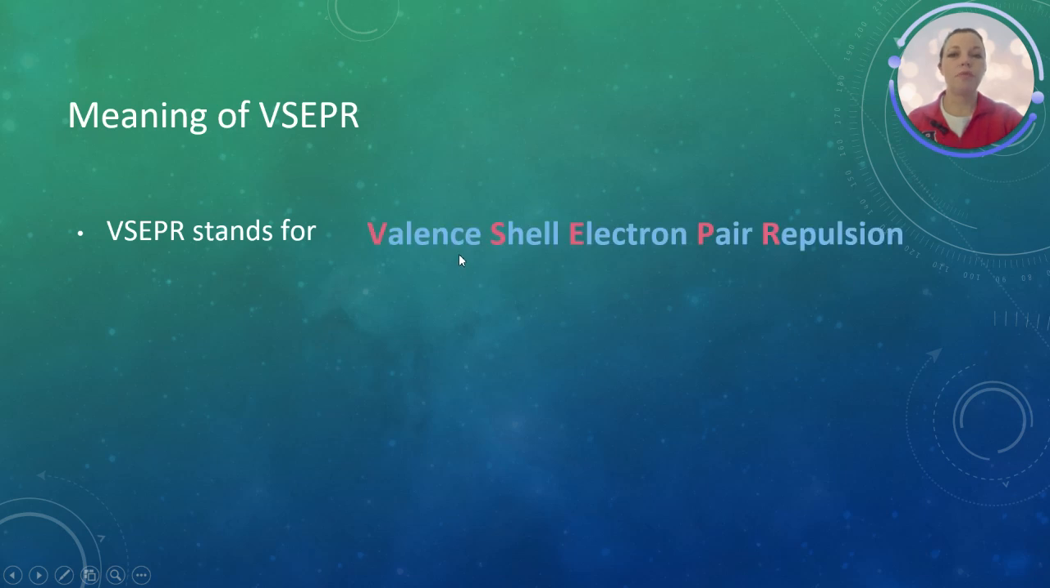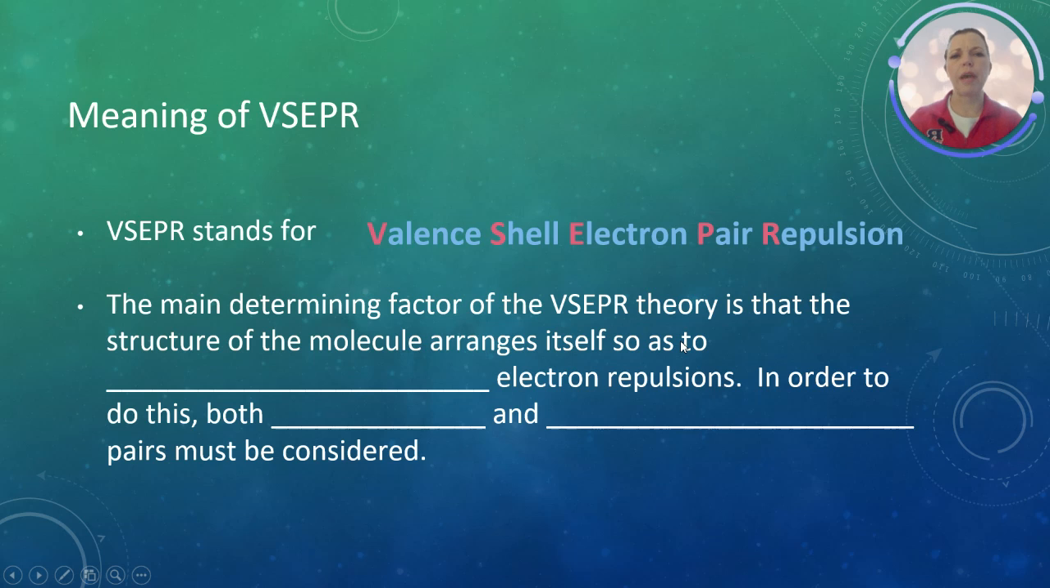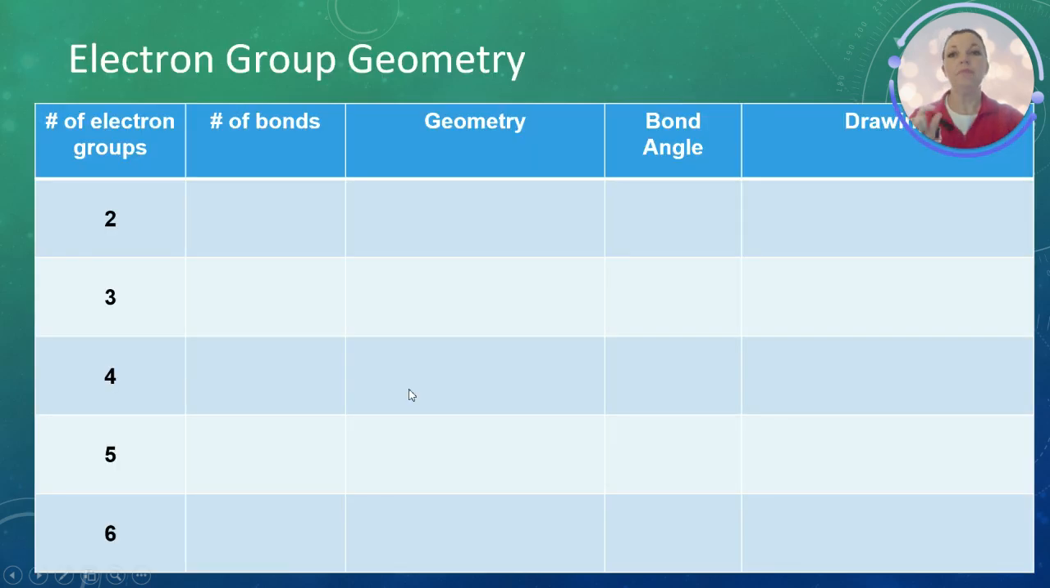So VSEPR stands for valence shell electron pair repulsion. The main determining factor of the VSEPR theory is that the structure of the molecule arranges itself so as to minimize electron repulsions. In order to do this, both bonding and non-bonding pairs must be considered. So remember, we're considering pairs of electrons. So we're going to fill in some tables here.